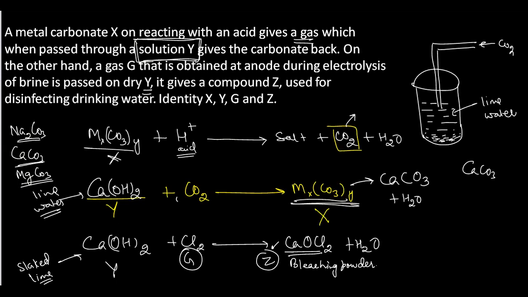ड्राई Y मतलब पहले तो ये solution है Y का, that we called lime water, but when you take this as dry, the formula will remain the same, and now this will be considered as slaked lime. इसको हम लोग slaked lime बोलेंगे. So they will give you the compound Y, and the compound Z used for disinfectant and for killing germs. तो bleaching powder को हम लोग disinfectant यानी germs को kill करने के लिए use करते हैं, that's why it will be considered as Z हो जाएगा.